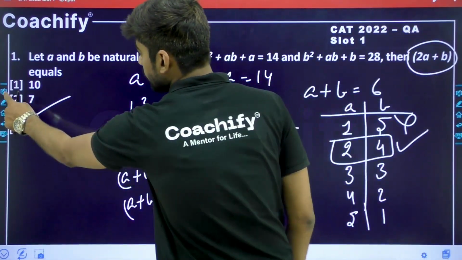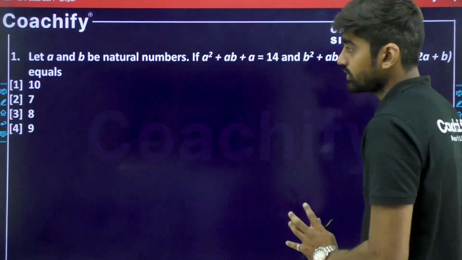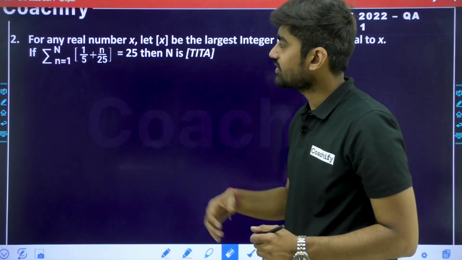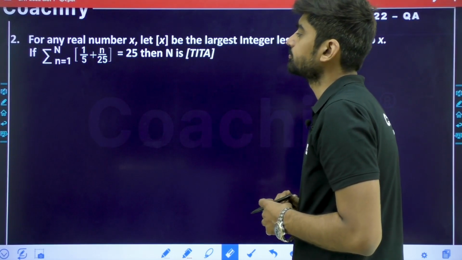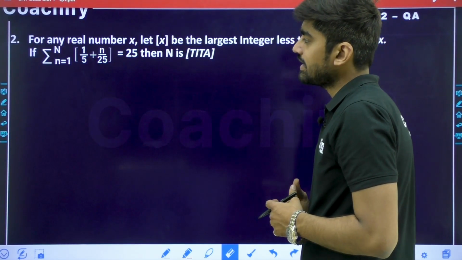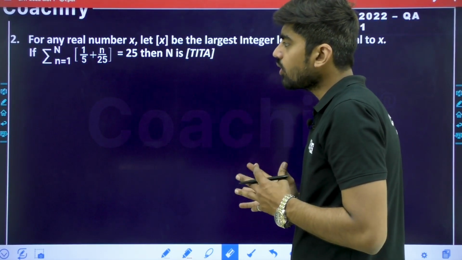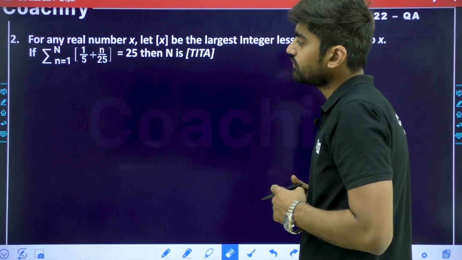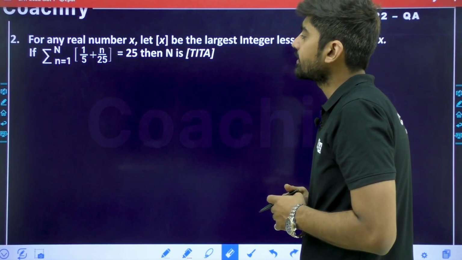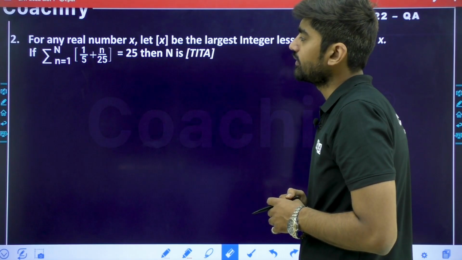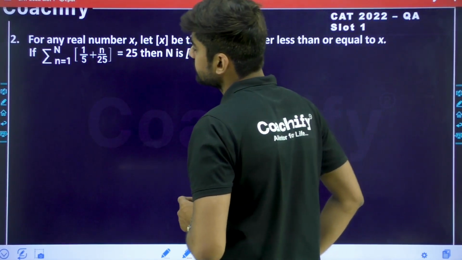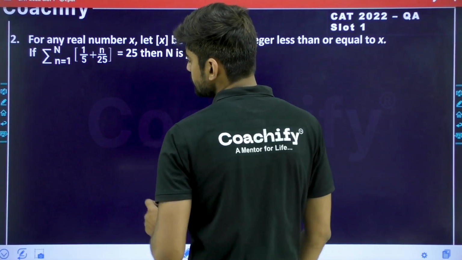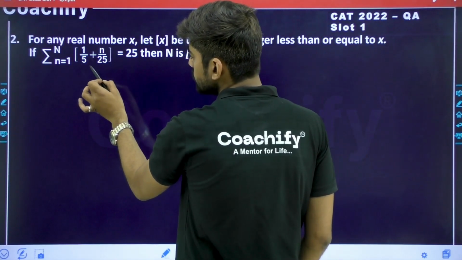Let's proceed to the next question. I hope you understood this. So here is our second question, which is based upon the greatest integer function. The question says that the summation of all the outputs when we keep our input from 1 to n is equal to 25. So that's a very good question based upon the greatest integer function. What I can do here is solve this expression a little bit.